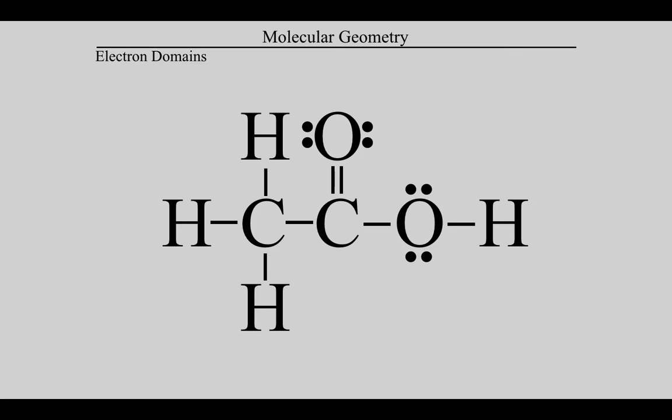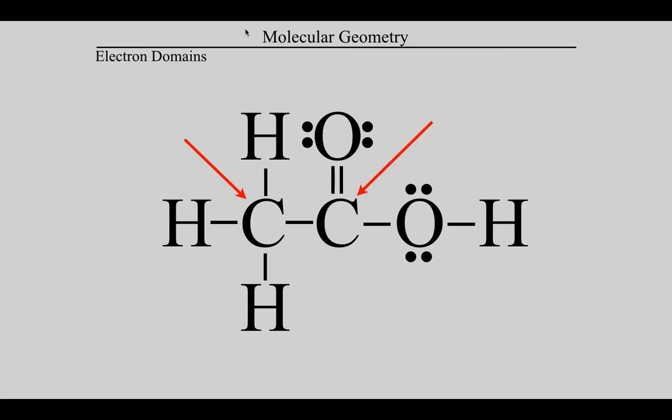Let people think. Looking at this carbon right there, and again, please don't say anything yet, how many domains are on that carbon? Count them. Now let's talk about it. How many domains? There's 4. The idea here is each of these single bonds counts as 1 domain, so there are 4 domains on that carbon. Does that make sense?